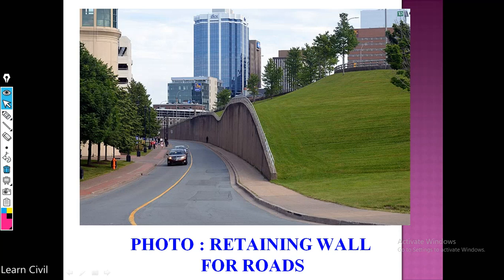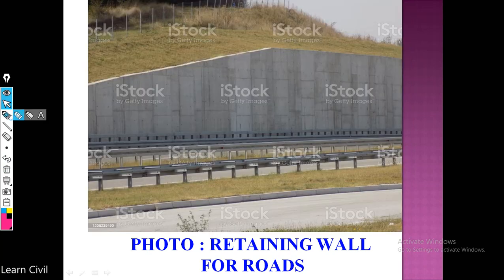Here again you can see some hill area, and some road is running like this. So for retaining this particular soil mass of this hill area, this particular retaining wall is constructed. You can see here. Again here you can see some retaining wall structure. Here we have a retaining wall for retaining the soil. On the other side of this retaining wall, you can see some soil mass, soil or rock or any material is there.